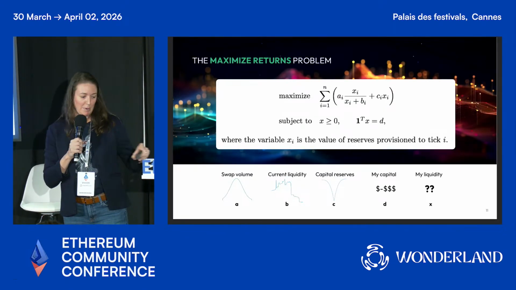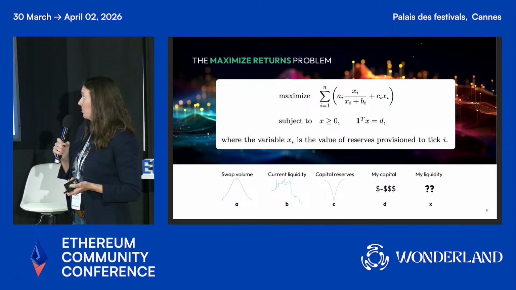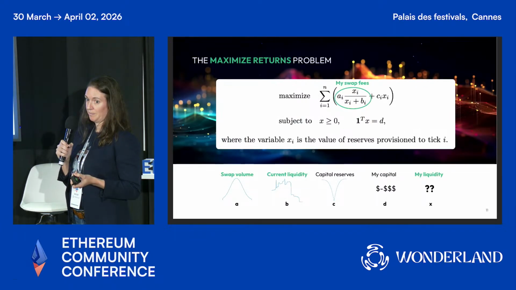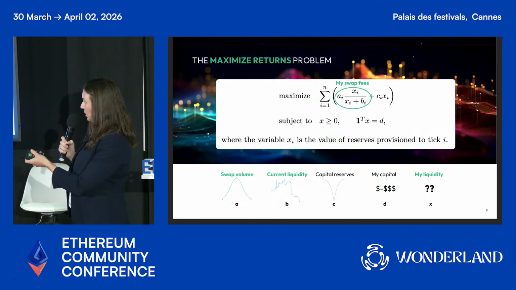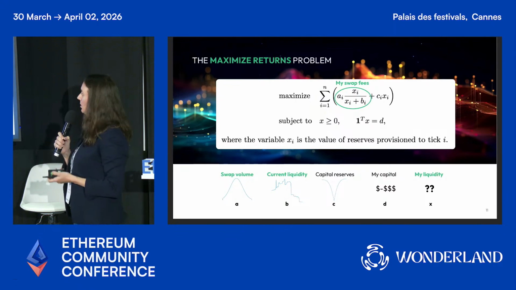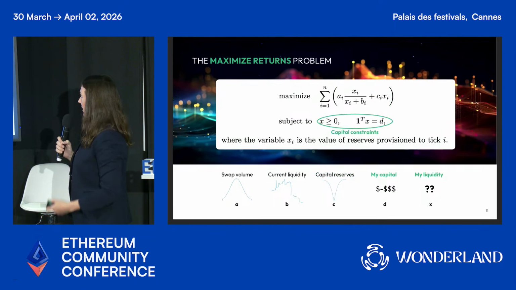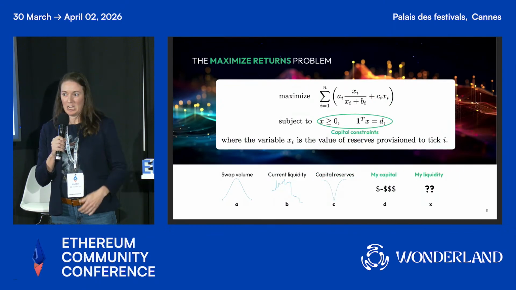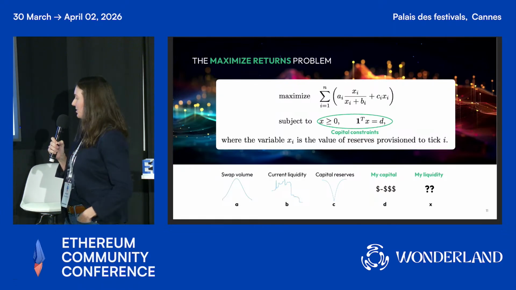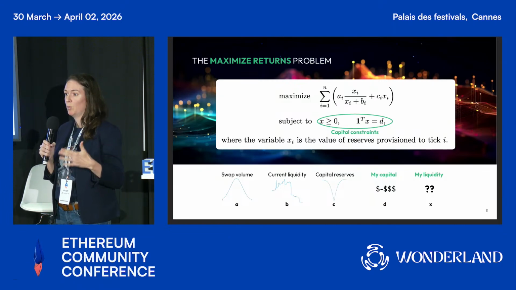So this is the math. I promise this is the only slide that has math on it. This is the maximize returns problem. So in the objective, I have my swap fees that are a function of swap volume and current liquidity, as well as the variable x, which is the liquidity I'm solving for. And then I have my reserves. I will have some capital constraints. I can't put negative liquidity into a tick. And I'm also going to assume that there's some maximum amount of capital that I'm going to allow myself to allocate across this one pool.